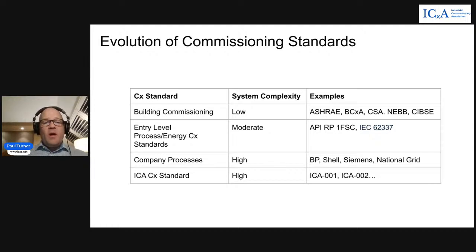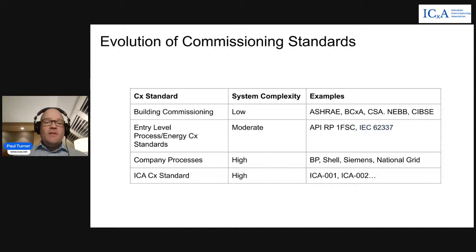So because of that, what a lot of the large companies have done is have to develop their own internal company processes, right? The big companies like BP or Shell or Siemens or National Grid in the UK, they've gone even further, developed their own company proprietary commissioning processes and standards internal to their companies. And these are some of the market leaders, the best out there in their commissioning processes to manage the most complex projects. And they've got really good standards and processes internal for commissioning. The problem is they're internal and they're proprietary, right? And they're not available to everyone on projects to help them understand commissioning.